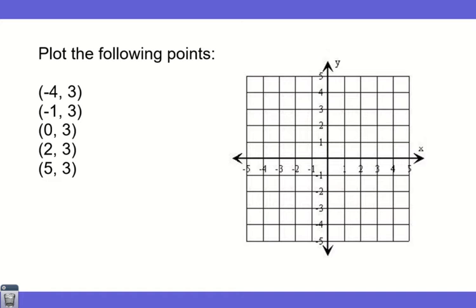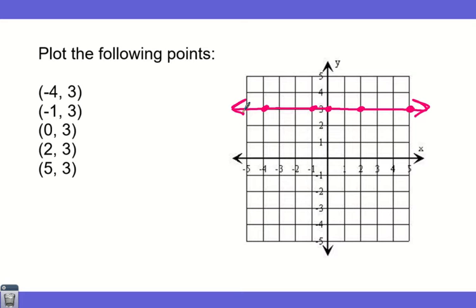Now let's contrast that with this. Plot these following points. -4, 3 is right there. -1, 3 is right there. What's happening here? 0, 3 is right there. 2, 3 is right there. 5, 3. If you make a full connecting-the-dots graph of what line contains all these points and then some, what do you think the equation of this line would be?